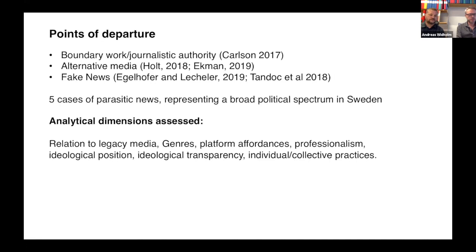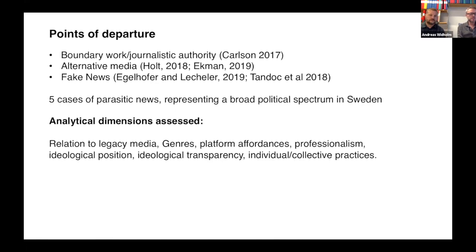As we will show, the goal of parasitic news is not necessarily to mislead viewers, however. Instead, it's related to a broader struggle of attention online among political actors and parties. It's also related to a popularization of political discourse.